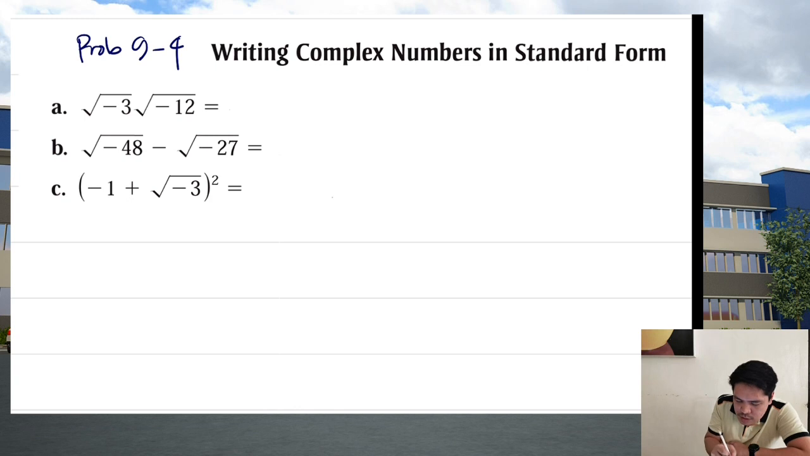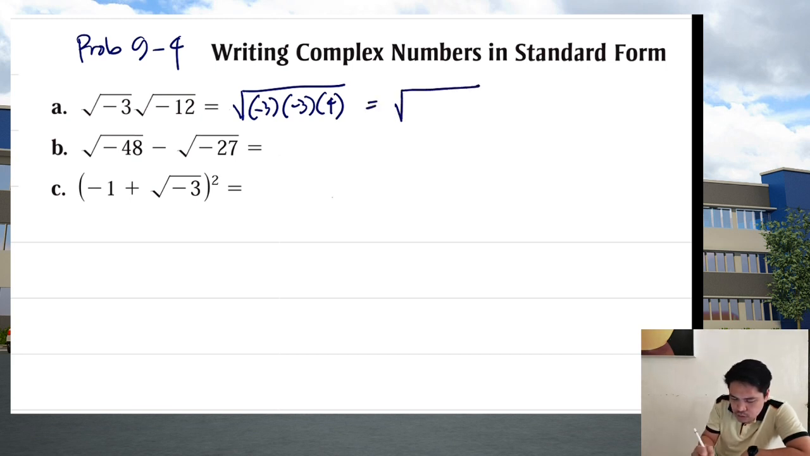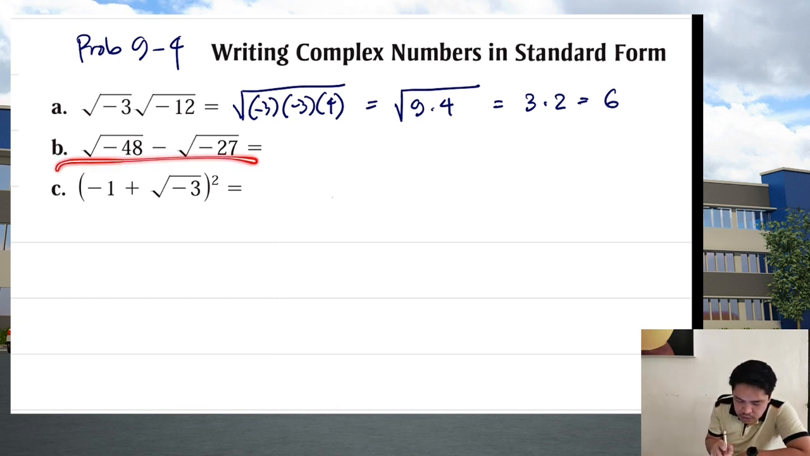Pareho naman silang naka-square root. We just combine it into one square root. So, ipasok natin lahat. So, that's negative 3. And how about the negative 12, I'll rewrite that as negative 3 times 4. So, that would be the square root of negative 3 times negative 3, that's 9, times 4. So, eto pala siya. This is just 3 times 2, or this is just 6. Real number lang.